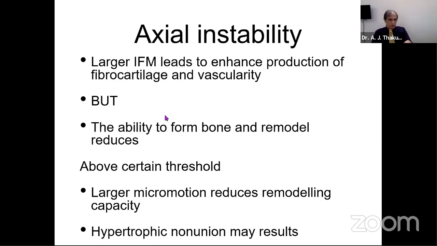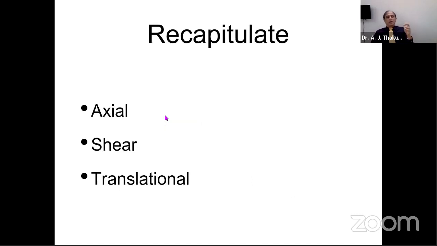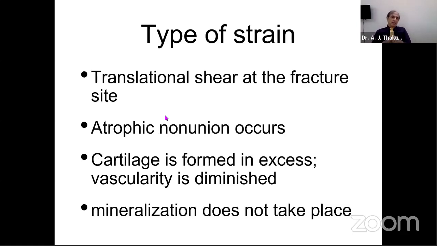So what we get is hypertrophic non-union. When axial instability is more, with excessive axial movement, then you get hypertrophic non-union. So type of loading is important. Just to recapitulate, the movements are of three types: axial, shear, and translational. When there is excessive axial movement at the fracture site, we get hypertrophic non-union. If we get translational shear at the fracture site, that means side-to-side movement, and we are not able to control the side-to-side movement, then atrophic non-union occurs. Reverse, if you see atrophic non-union, you must look for translational shear forces that are stopping the fracture from healing and nullify them. It's an indication that the fracture tells us we need to look at the shear forces.